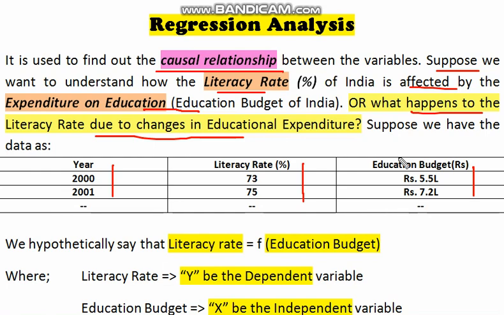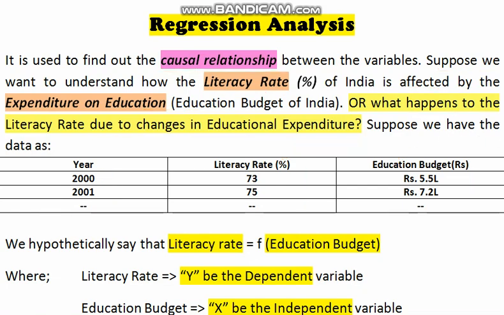So we literally want to understand how this education budget is affecting the literacy rate of India, whether it has been able to improve or not. That is what we want to check actually. That is what we can analyze with the help of regression analysis.